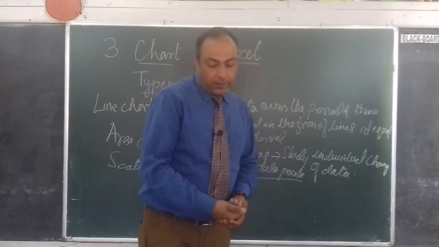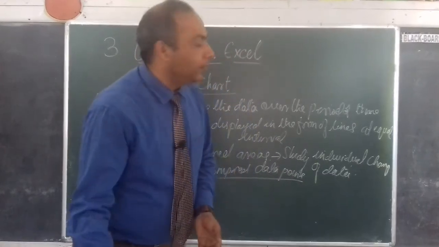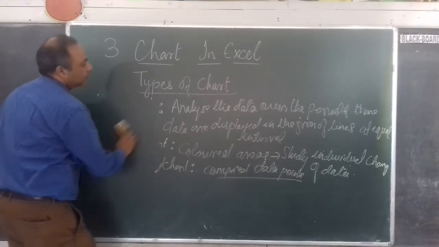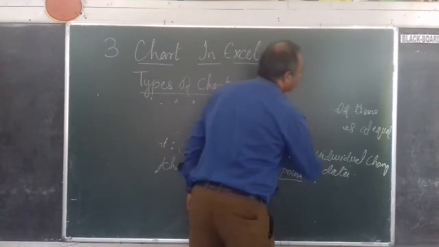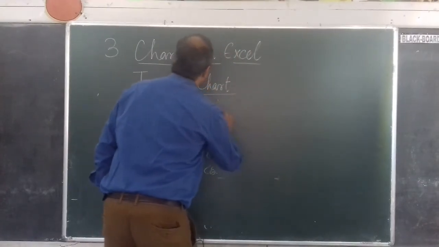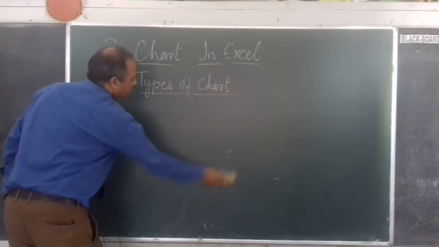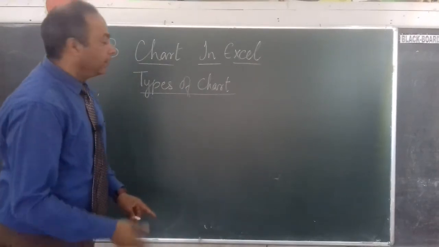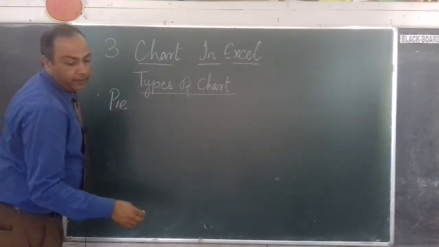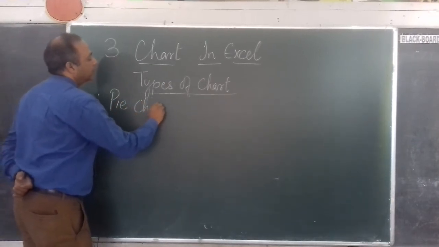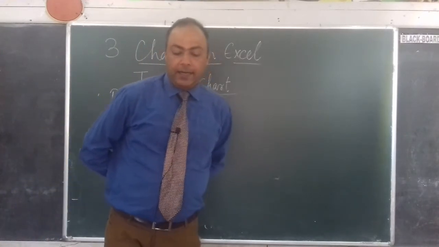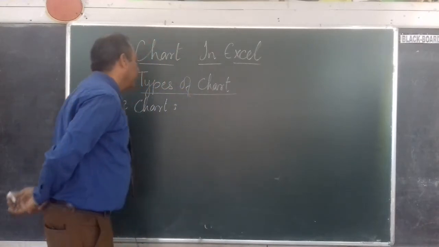Now the next one is a very important one, the pie chart. All these are the different types of chart which are provided by MS Excel. You can select the required chart whenever you need to display the information. Now let us come to the pie chart. As the term suggests, the pie is round, so pie chart. A pie chart displays the data as pieces of a pie.